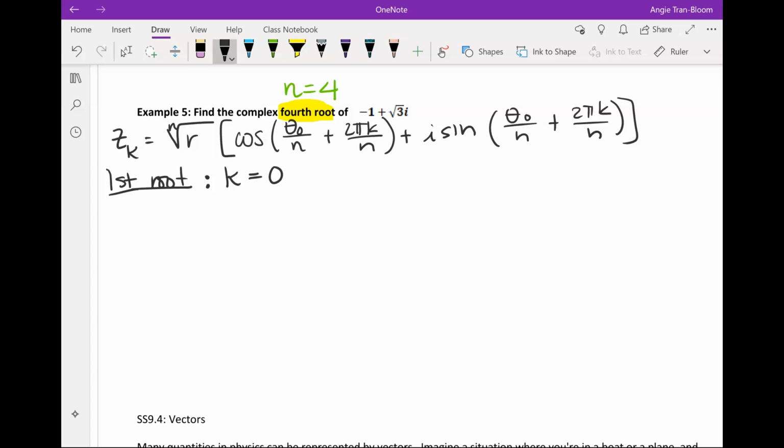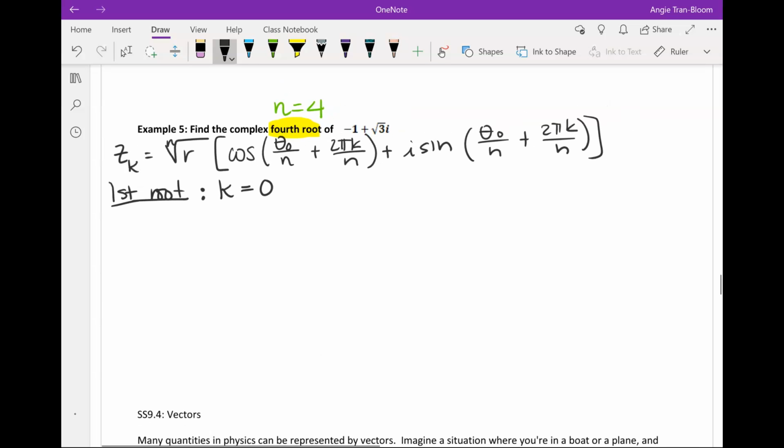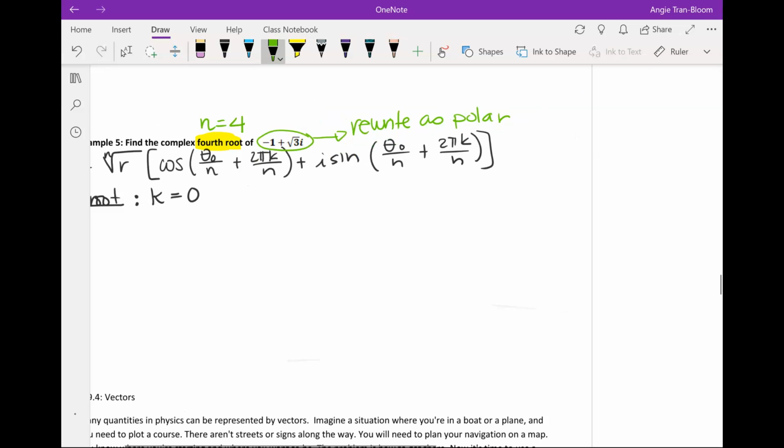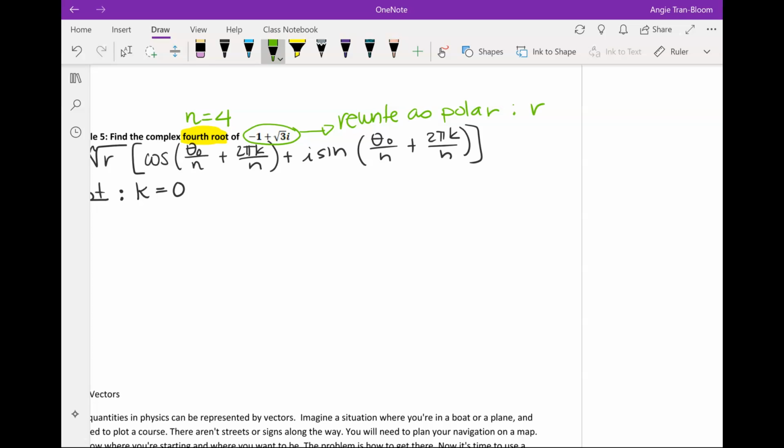So we have 2 things. We know k, we know n. Now we need to find r and theta. How do we find r? Okay, the first thing, this right here, it's in rectangular form, would you guys agree? How do I put it in polar form? Rewrite as polar. How do I do that? What would you need? R. So I need R equals, formula is? That's right. What is x and what's y?